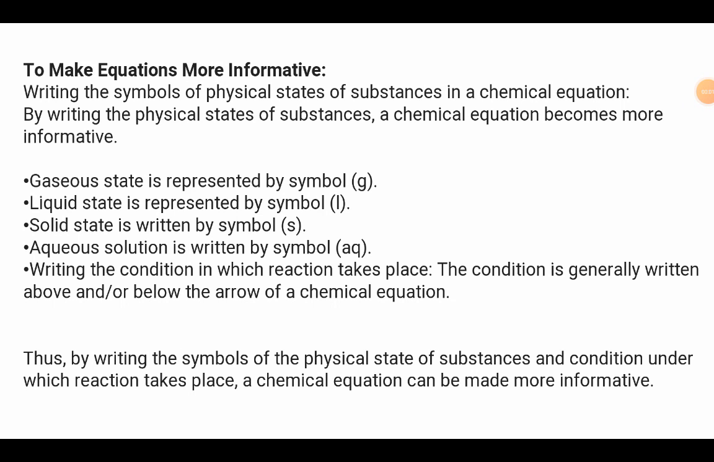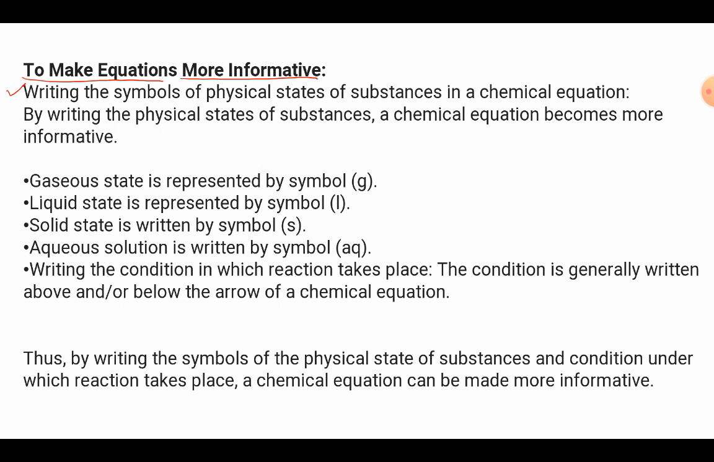Hello everyone. Today we are going to discuss the next topic of chapter 1 of class 10, that is the chemical reactions and equations chapter. The topic is how can we make chemical equations more informative? If we write an equation, just by reading or studying that equation, how can we make it more informative so that every piece of knowledge about that reaction is present in the chemical equation.